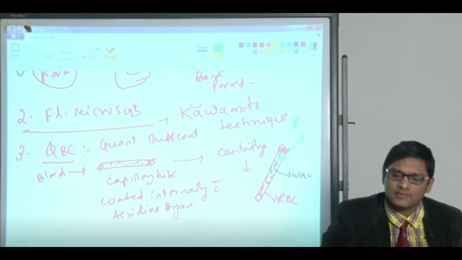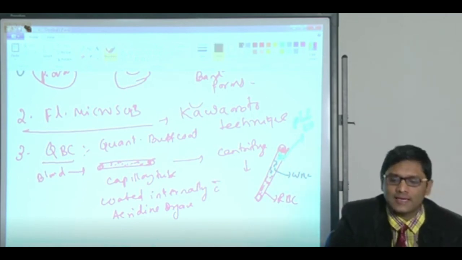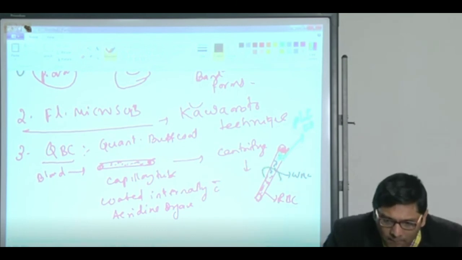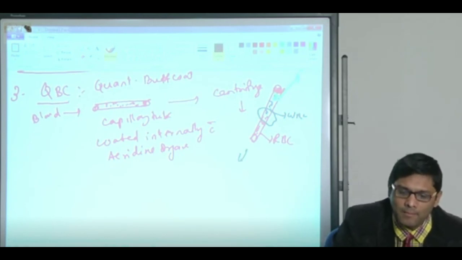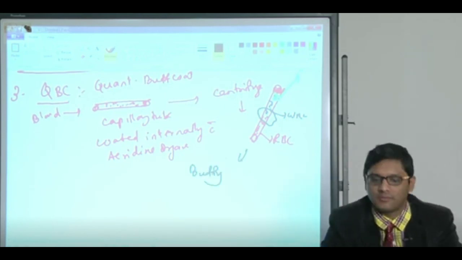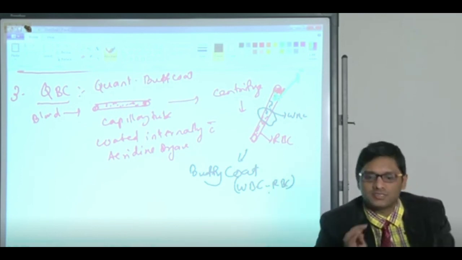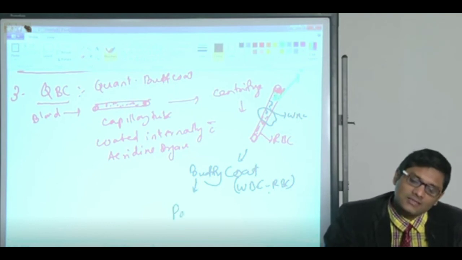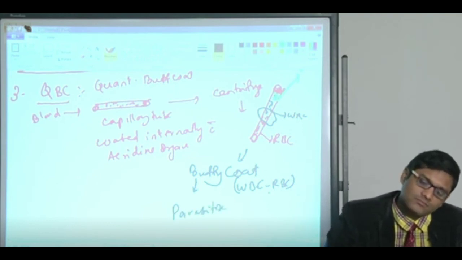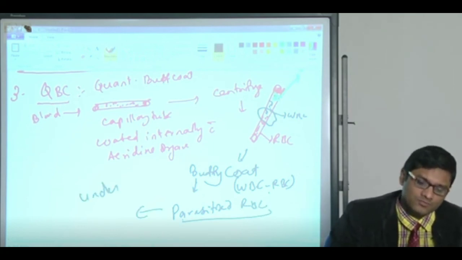So like that the blood cells will be separated. Then you have to examine the Buffy coat area. Buffy coat area means what? Buffy coat area is the junction of WBC and RBC. This is the Buffy coat area. This is the area where the parasitized RBCs will be there, and this is the area which is examined under fluorescent microscope.